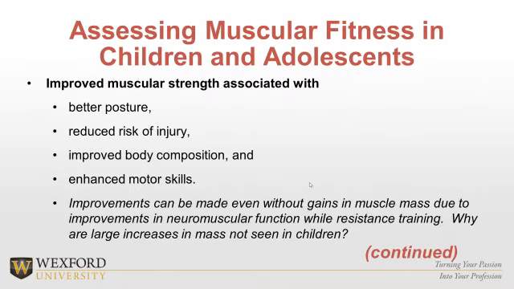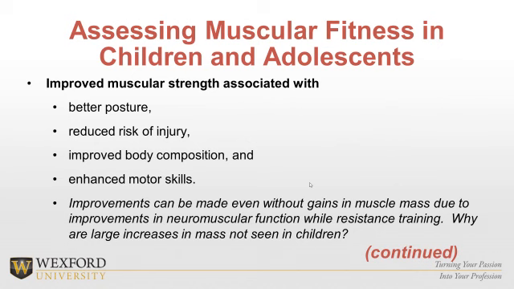Now, how about children and adolescents? With children and adolescents, improved muscular strength is associated with better posture. You can see kids these days, they sit all day long, they sit in front of the computer and their Game Boys and all kinds of stuff, and they have really poor posture. So getting them stronger can help increase better posture, reduce the risk of injury in any kind of their activities, improve their body composition, and can really enhance their motor skills.